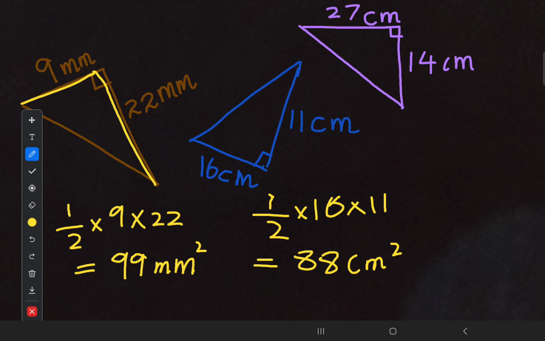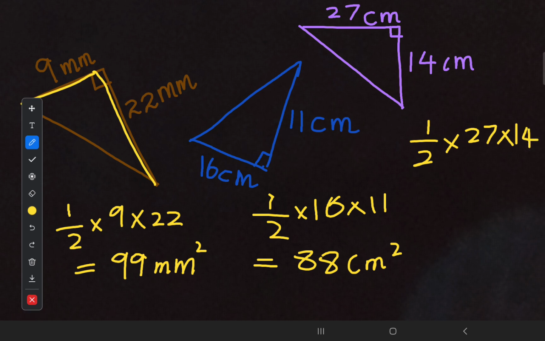Then the final case: half into 27 into 14. Let's see, 27 times 7. So that will give you 189 square centimeters.